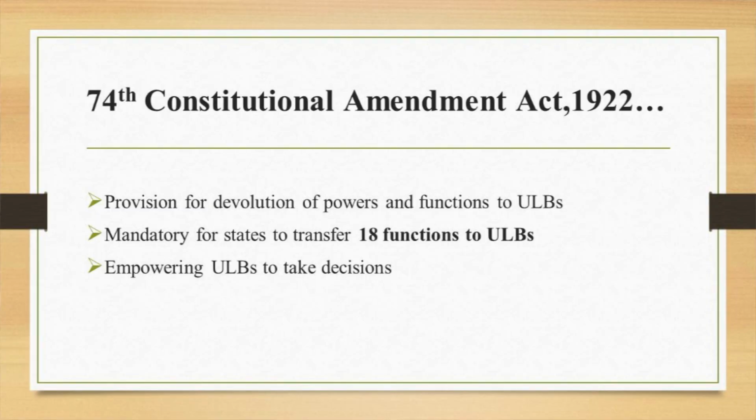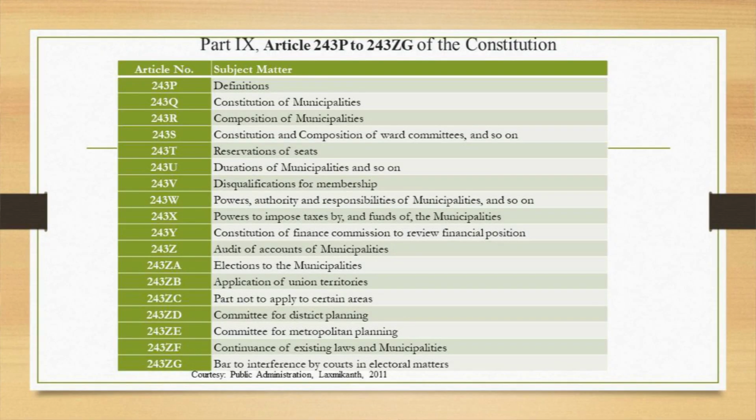One of the most significant features of the 74th Amendment Act was the provisions for devolution of powers and functions to urban local bodies. The Act made it mandatory for states to transfer about 18 functions to urban local bodies, including urban planning, regulation of land use and water supply, etc. This move was aimed at empowering the urban local bodies to take decisions on matters that directly affect the lives of citizens in urban areas, and this is dealt with in Articles 243P to 243ZG.